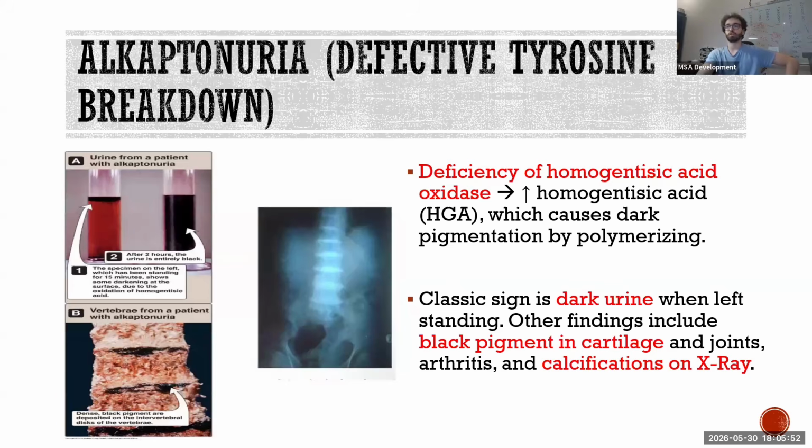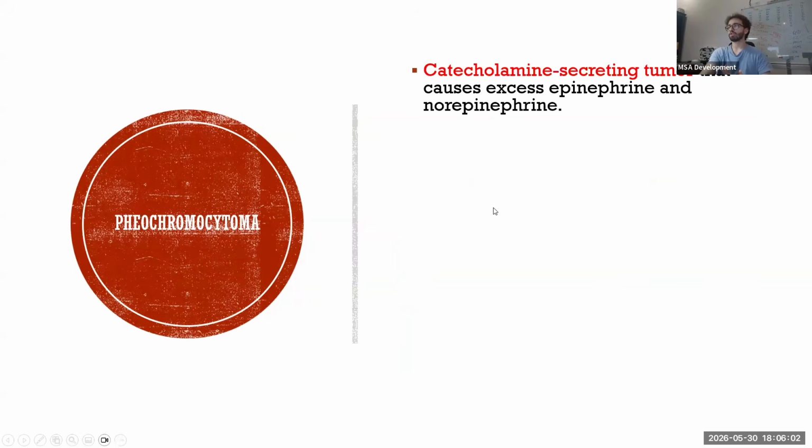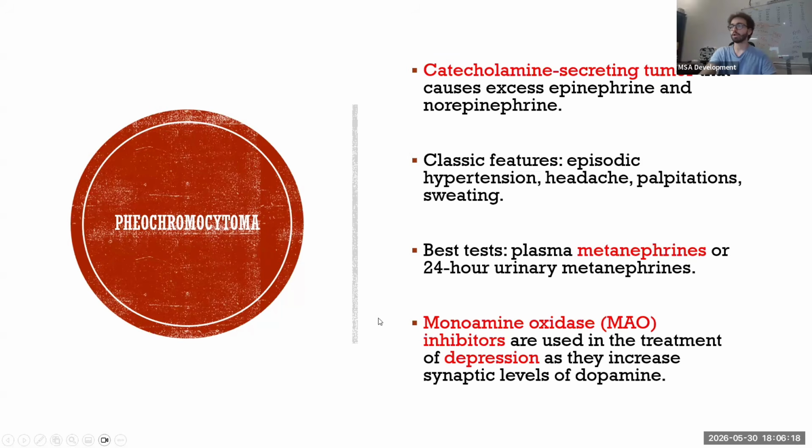In cartilage and joints. Now, let's talk about pheochromocytoma. Very big. It will cause symptoms of high epinephrine: headache, palpitation, sweating, and so on. Very simple. What is the best test for pheochromocytoma and catecholamines? You have to remember this. Related to pheochromocytoma, but I put it here.